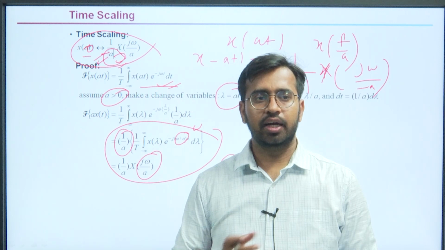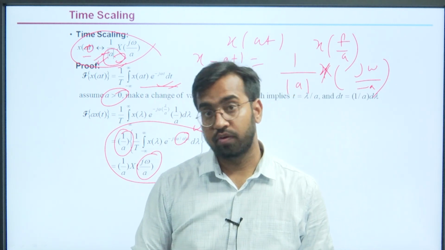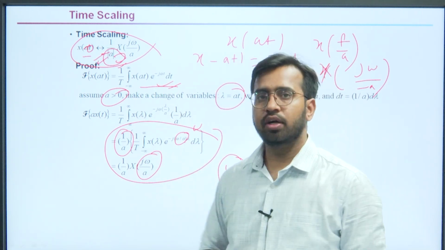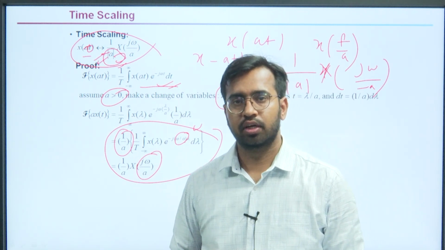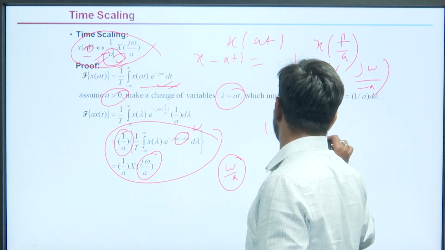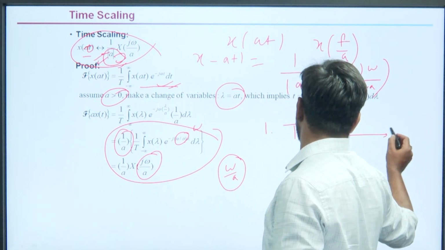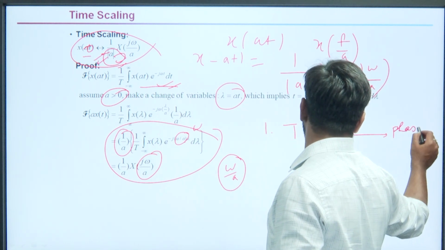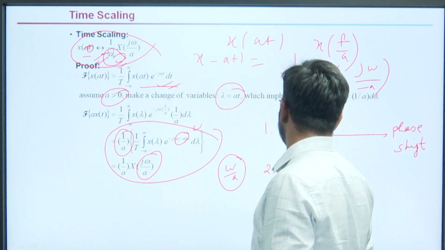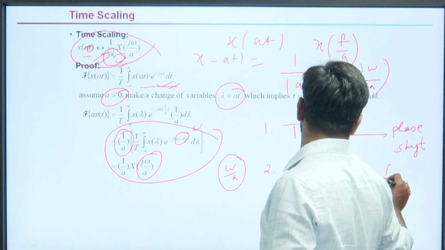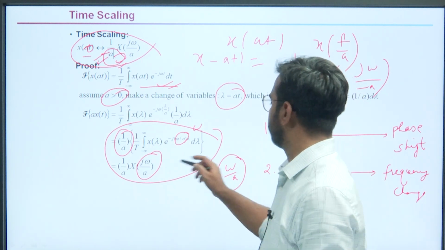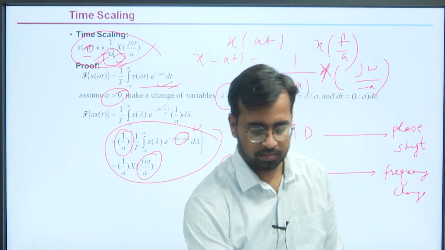Earlier, a delay in the time domain was equivalent to a phase shift. Here, scaling of time is basically a change in frequency. So, two points you must remember: time delay on the input side is equal to phase shift, and time scaling is equivalent to a frequency change. See here, frequency is changed from omega to omega by a. So, remember this property also.